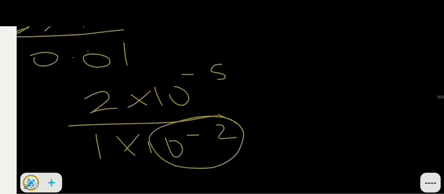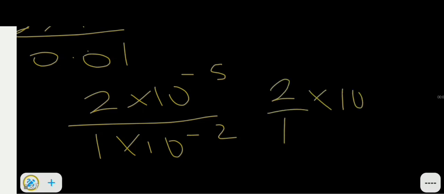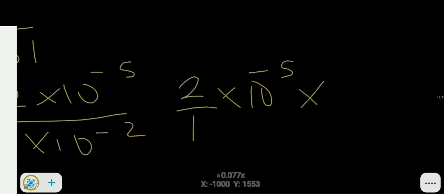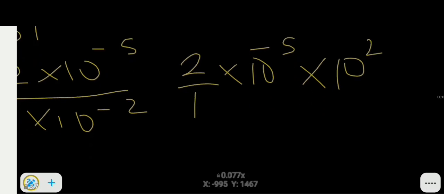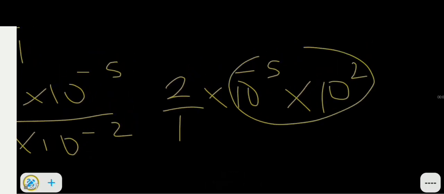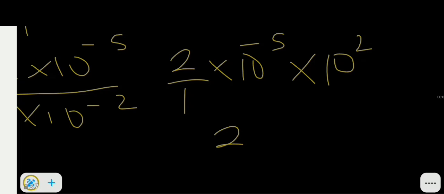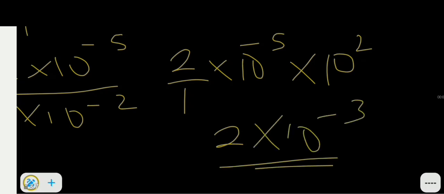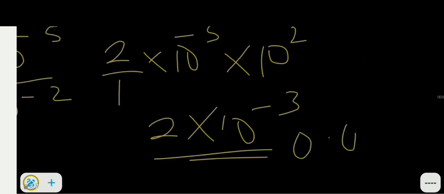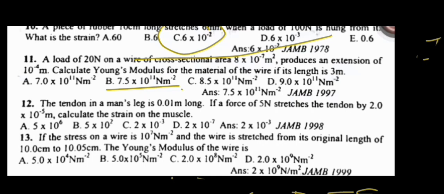Just take this one to the top there. By the time it gets there, it's going to be plus. So you have 2 over 1 times 10 to the power minus 5 times 10 to the power 2. So apply indices here. So that will give you minus 5 plus 2. That's minus 3. So you're going to get 2 times 10 to the power minus 3. That's the answer. Or 0.002. So let's check it in the option. So for number 12, 2, that is option C. So you can see it here. 2 times 10 to the power minus 3. Option C is the answer. Okay, let's take the next one.